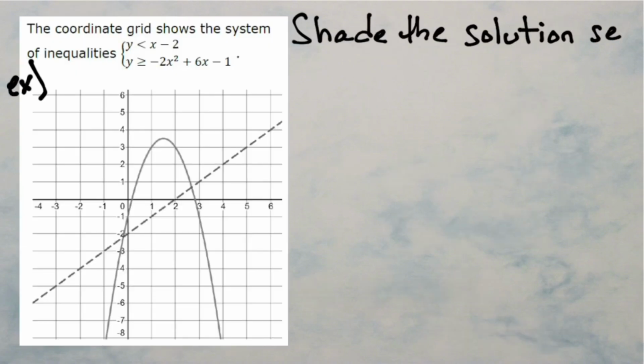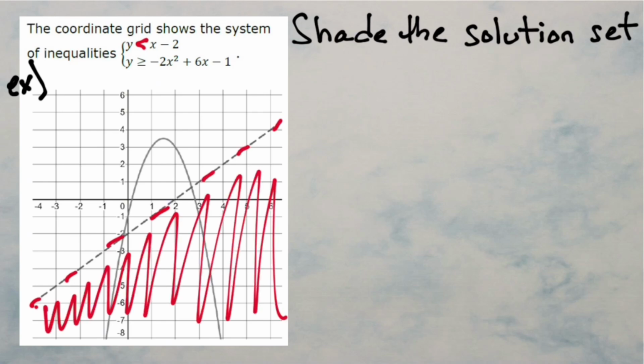So this picture already has both your parabola and your linear function drawn. We're just trying to shade the solution set, where the two graphs are going to have an overlapping shaded region. Let's just make sure we understand which function is which. First, the x minus 2. It says less than, so that means you would shade under.